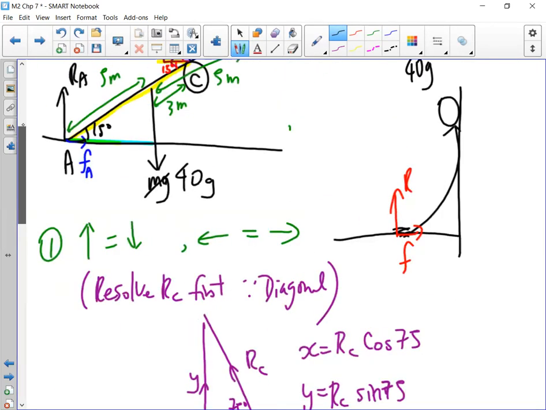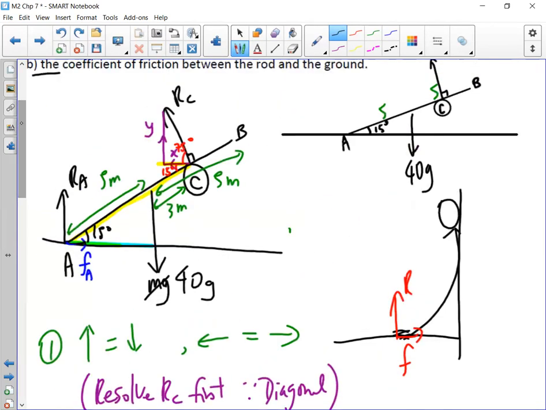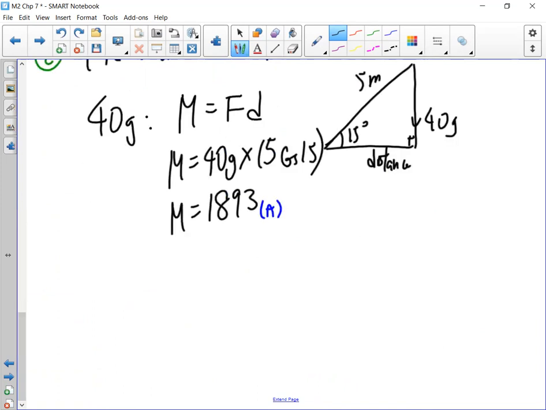What's the other one? RC. So calculate the moment of RC. Now, what is the perpendicular distance from RC to A? Using a pencil, hold your pencil there. Try to draw a perpendicular line from A to RC. It's actually this one here, which is 8 meters. So the moment equals RC times 8, which is 8 RC. Oh, I forgot to include direction. That will be clockwise. This will be anti-clockwise.